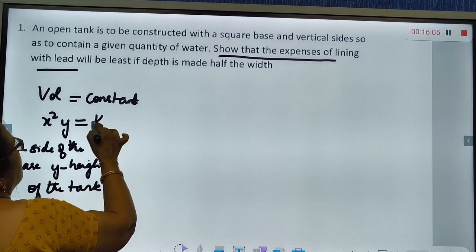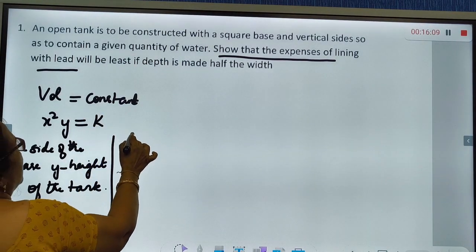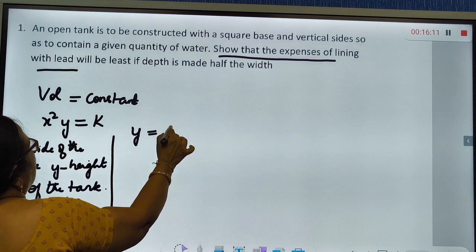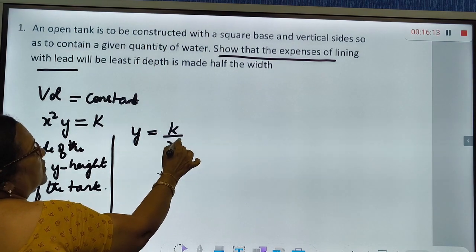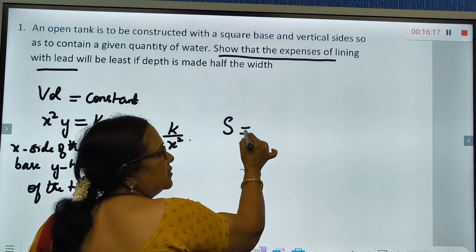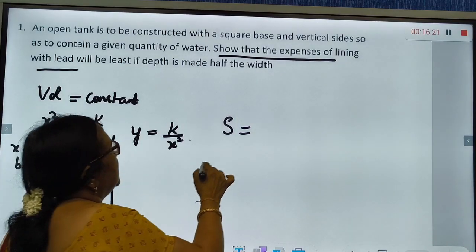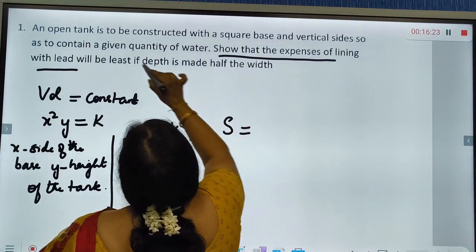So since V is a constant, I have taken it as k. You get y equal to k by x square. So surface area will be, what is the surface area?